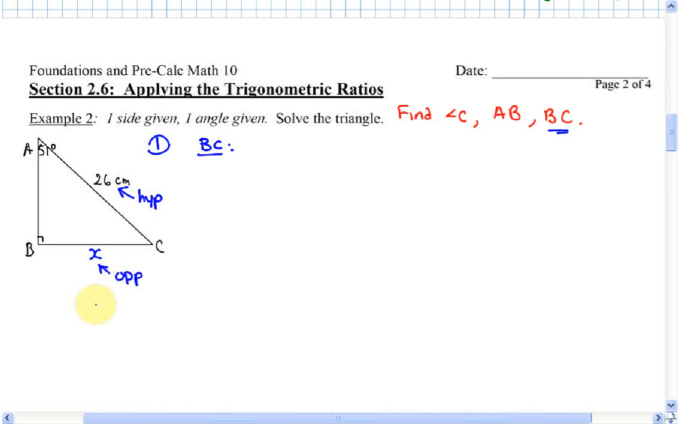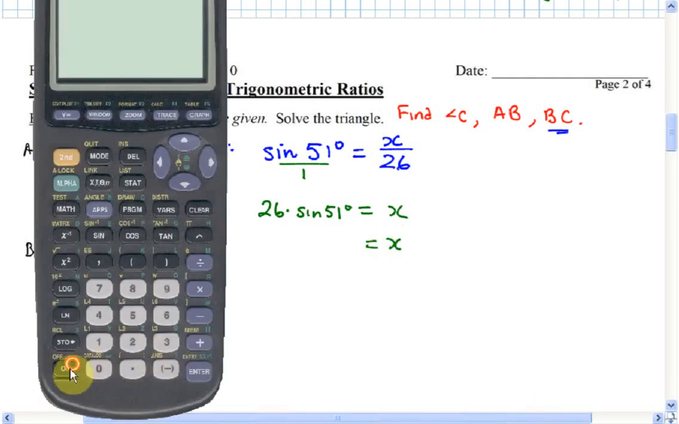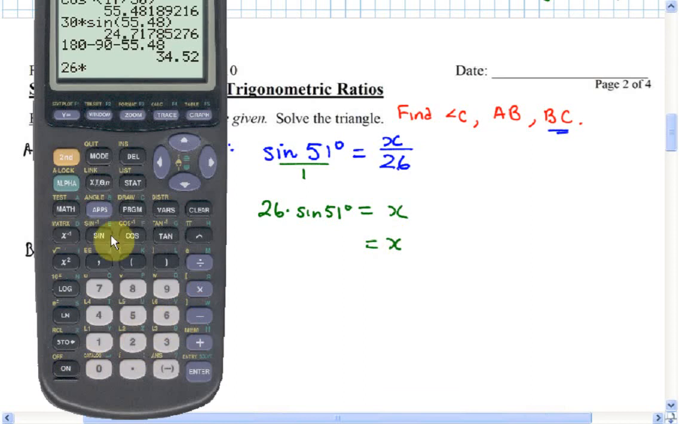If it's opposite, hypotenuse, that's SOH CAH TOA, the SOH part, so it's sin. So I write down sine 51 degrees equals x over 26. That's what you should write down first. Now to solve for x, I'll cross multiply, so 26 times sine 51 equals 1 times x. And this is where you go to your calculator now. Yes, you do need a calculator. Okay, 26 times sine of 51. Oops, I forgot the sine button.